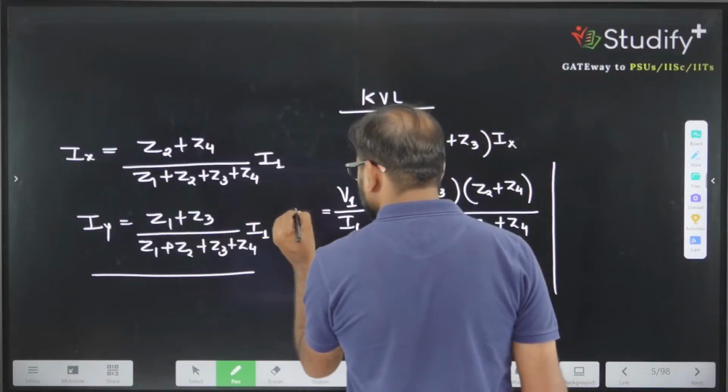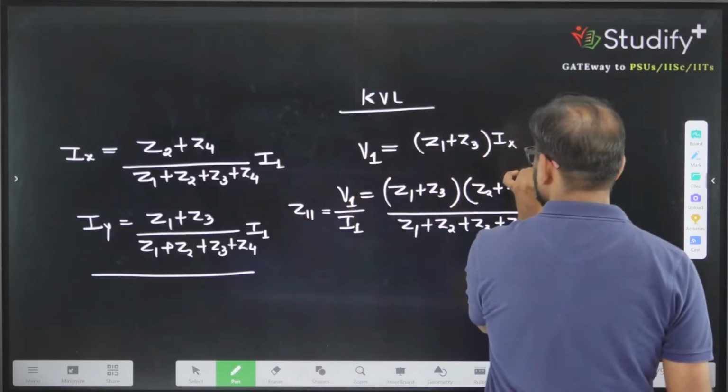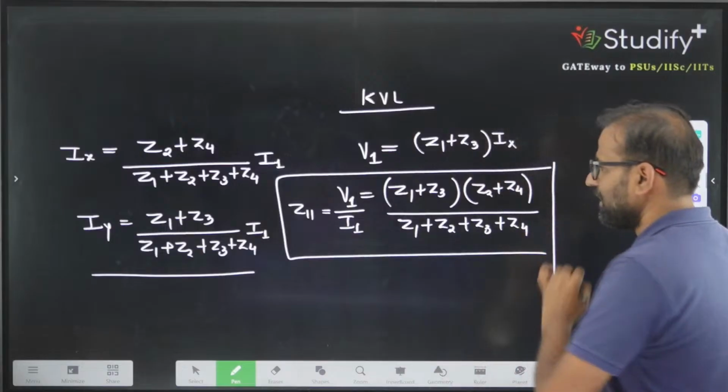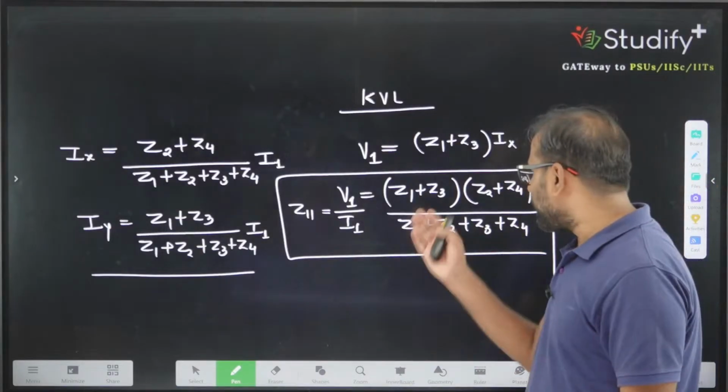So this ratio is known as Z11 of the Z parameter. Correct? So the Z11 parameter is given by this.